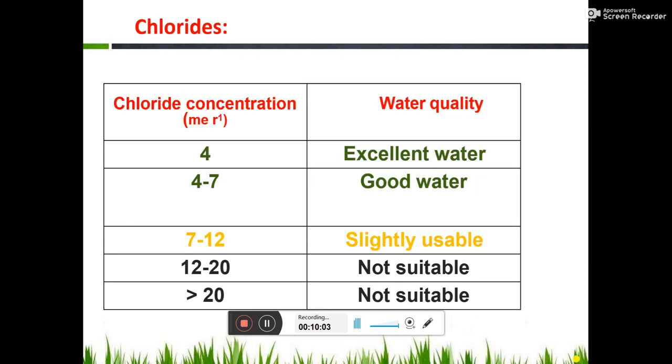Then chloride concentration. If the chloride concentration value is 4 milliequivalent per liter, it is excellent water. If it is between 7 to 10, it is slightly usable, and if it is above 12, it is not suitable for irrigation purpose.